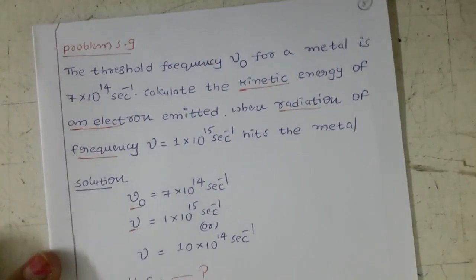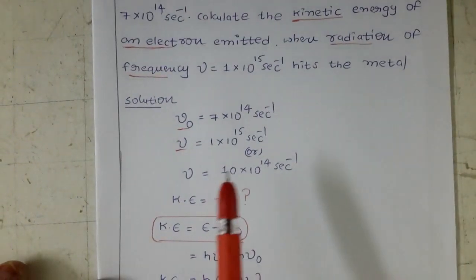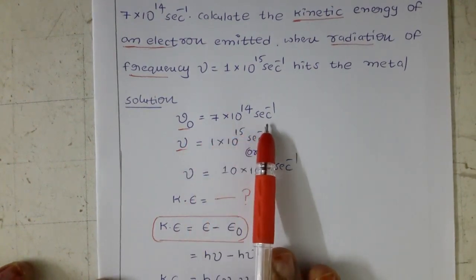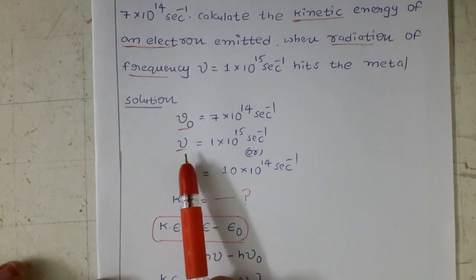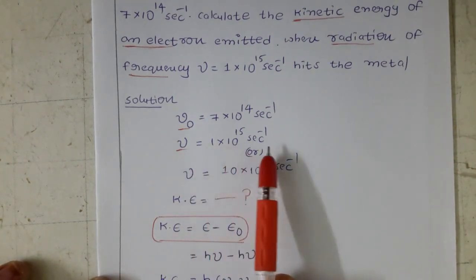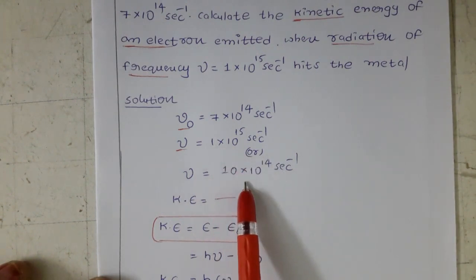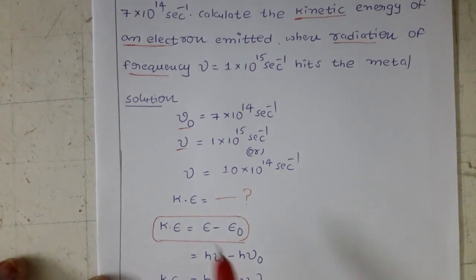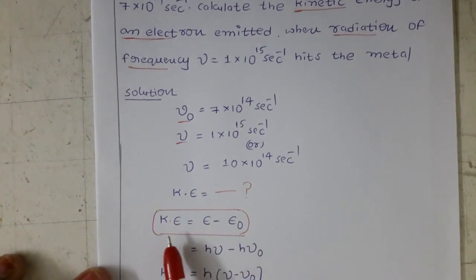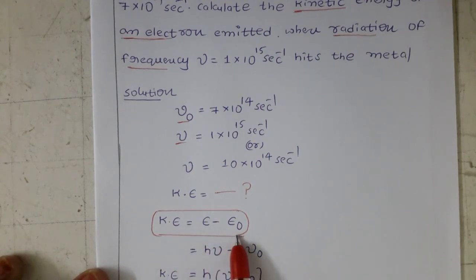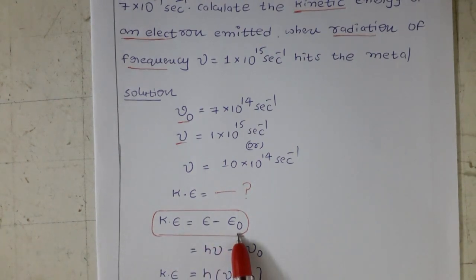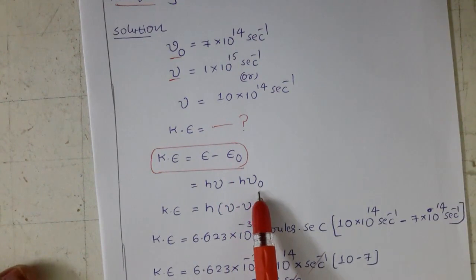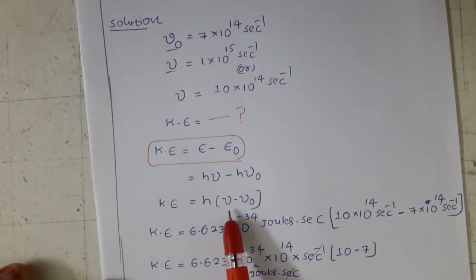Again, this problem is based on the photoelectric effect. Mu naught is the threshold frequency, 7 into 10 to the power of 14 second inverse, and the beam of radiation has frequency 1 into 10 to the power of 15 second inverse. For simplification I will write it as 10 into 10 to the power of 14 second inverse. They are asking about the kinetic energy. We know very well kinetic energy equals E minus E naught from the photoelectric effect concept. E is h mu and E naught is h mu naught. H is common, so we have h times mu minus mu naught.